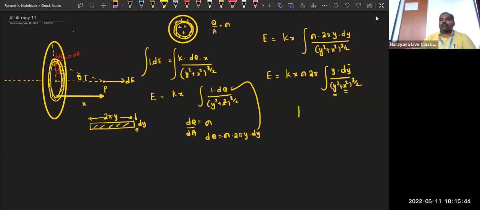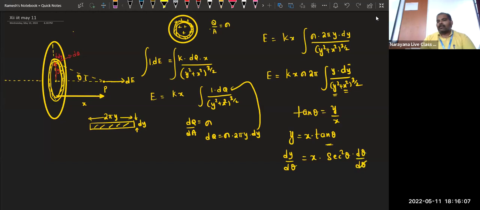So what can I write? Tan theta equals opposite side y by adjacent side x. So y is equal to x into tan theta. If you differentiate, what do you get? dy by d theta equals x, which you should not touch, is constant. For differentiation of tan theta, secant square theta into d theta by d theta. d theta cancels out. So what is the dy value? x into secant square theta.